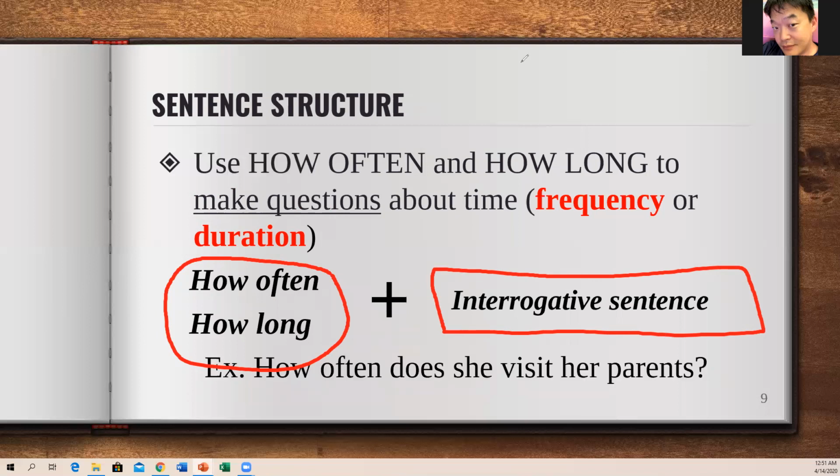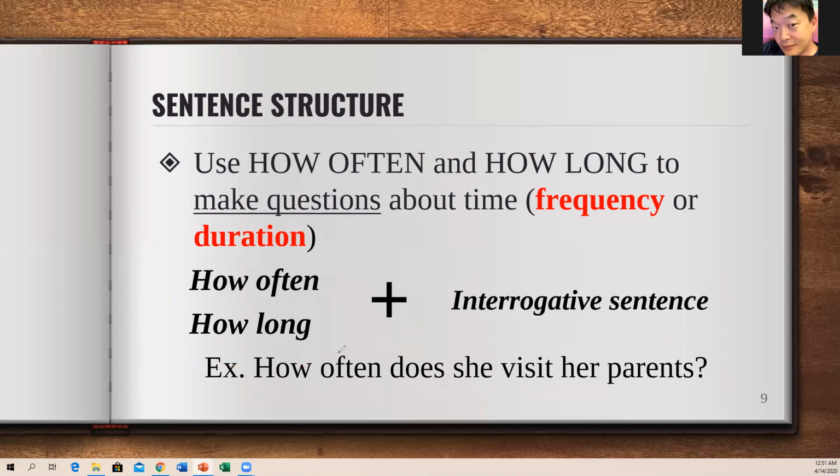Remember an example here. How often, let me get rid of the drawings. How often does she visit her parents? Look, how often? In this case, I used how often in the beginning and the interrogative sentence here. This is the beginning of the interrogative sentence. Okay, good. Okay, questions? Let's move on and do some exercises now.